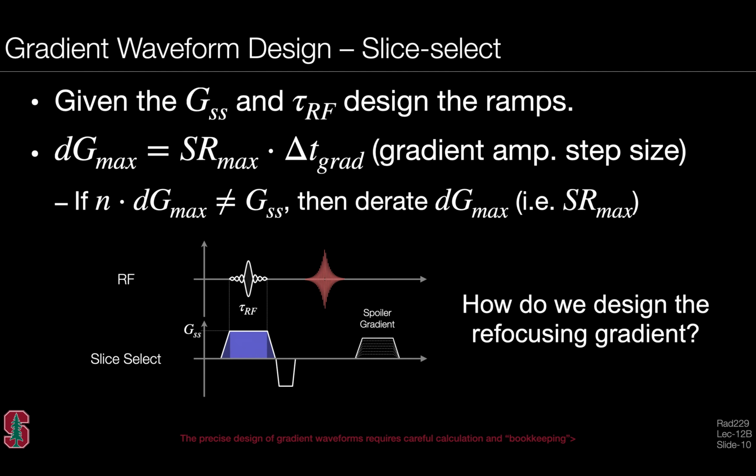So what about the refocusing gradient? We've talked about how to design the ramps, how to design the area, and if we ramp up, then we know how to ramp back down to 0. We also need to think carefully about how to design this refocusing gradient and to do so in a time-optimal manner.